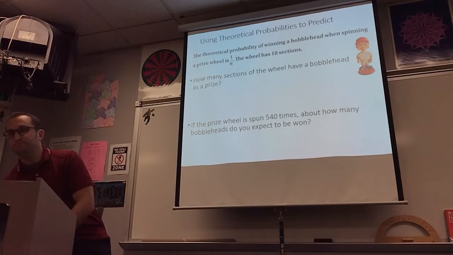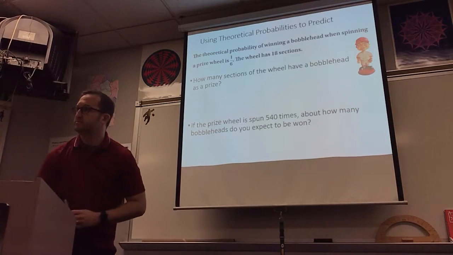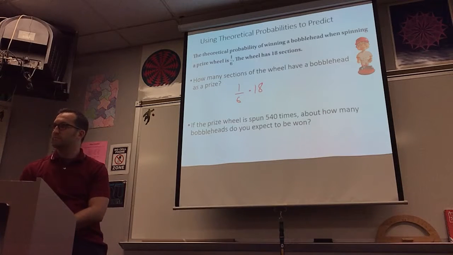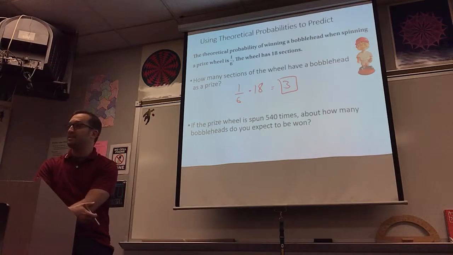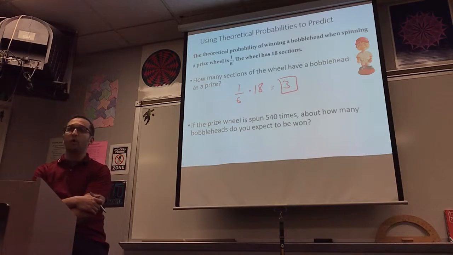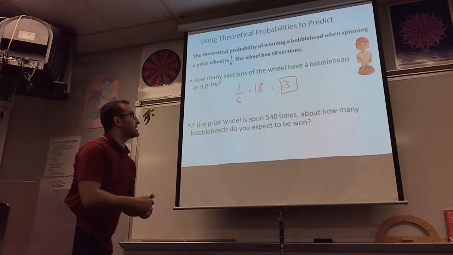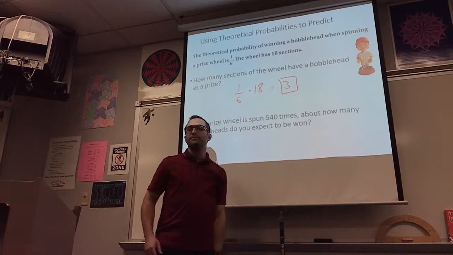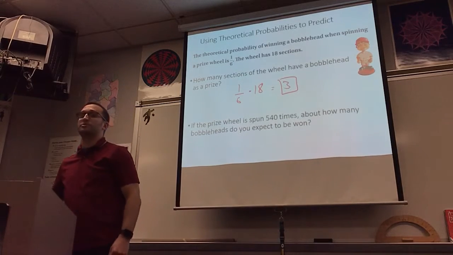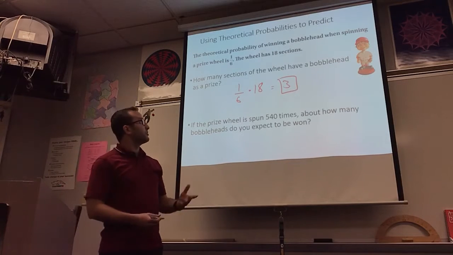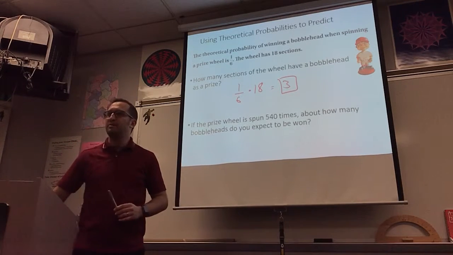3. Why? Because there's 18 sections, so 1/6 is simplified, so it'd be 6 times 3 is 18, or 18 divided by 6 is 3, or 1/6 times 18 is 3, which is actually the problem. This is actually what's happening. That's the math behind it. But many of you understand that 1/6 is the same thing as dividing by 6. There are 3 sections. 3 sections have a bobblehead.